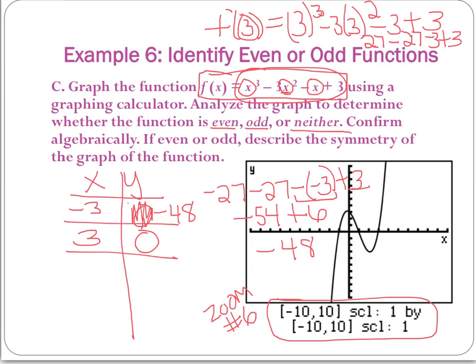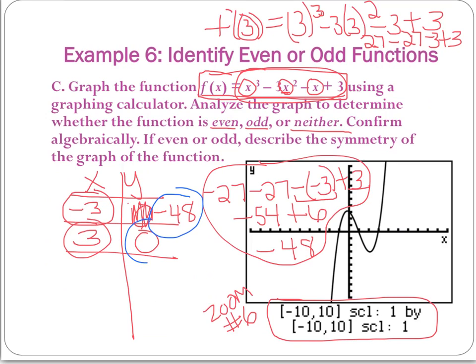So what I'm seeing here, you do not have to do all this evaluation by hand. What you could do is type the equation into your equation editor, and you could use your table. If your table's set to ask for your independent variable, you can type in these x values and determine your y values here. Much faster than I did by evaluating the function by hand.